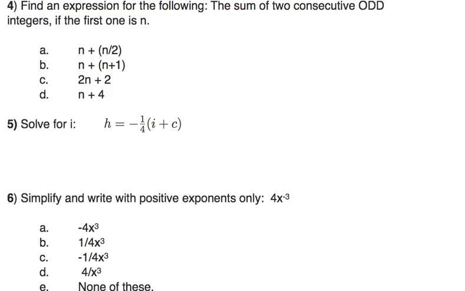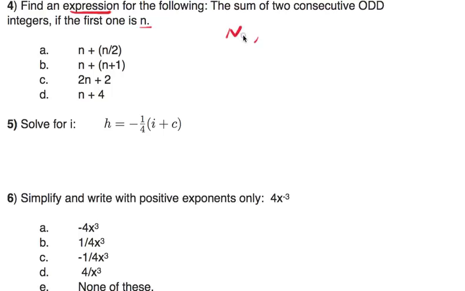Alright, now find an expression for the following. An expression. Find an expression, not an equation. Note that all of these are expressions for the following. The sum of two consecutive odd integers if the first one is n. So the first one is n, and how do we define with a variable the next one?